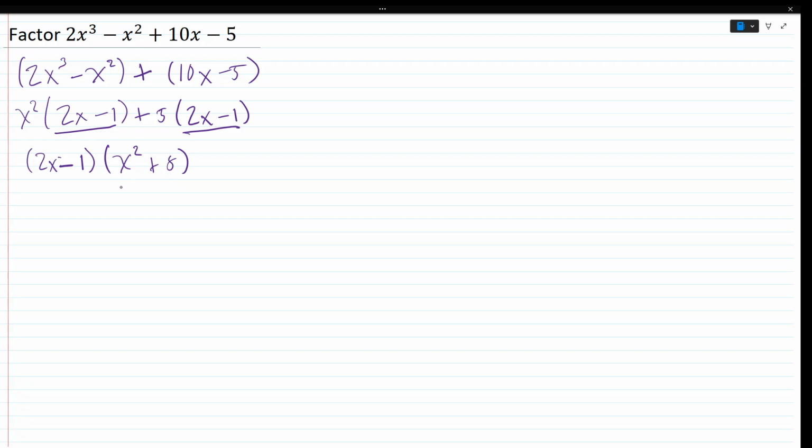And then we check to make sure, can we factor that x squared plus 5? Now, since there are two terms, we would think difference of squares, difference of cubes, sum of cubes. Well, x squared plus 5 is neither a difference of squares, difference of cubes, or a sum of cubes. So that is factored completely.